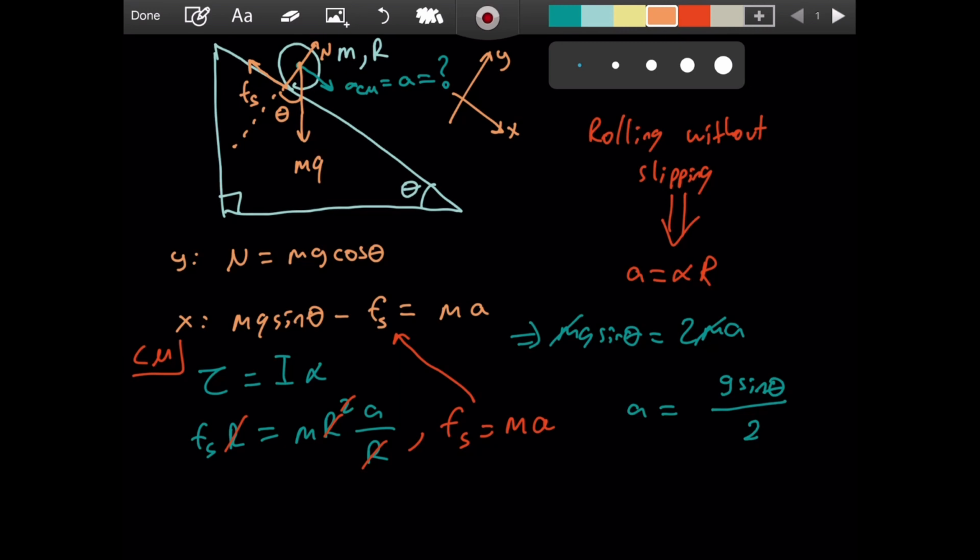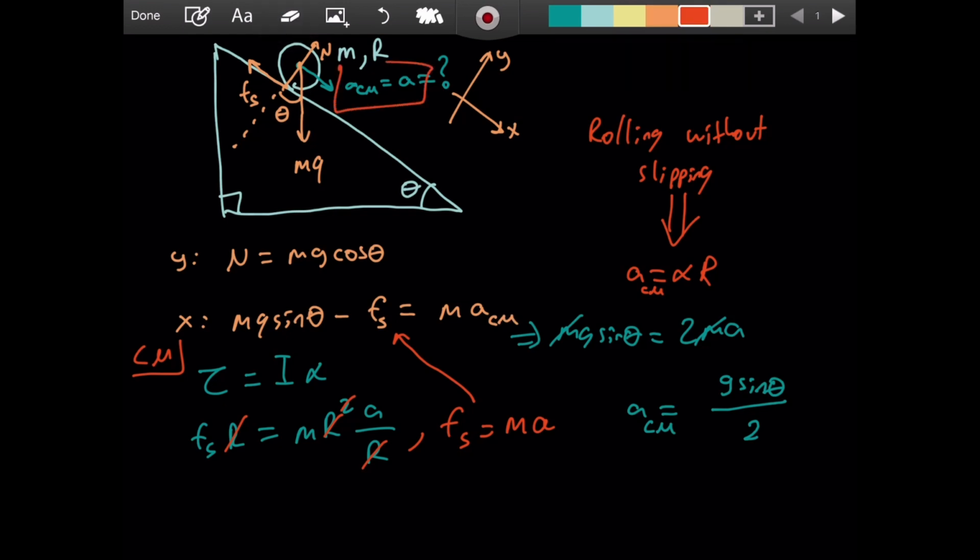This is, as I was saying, the acceleration of the center of mass, because this is center of mass, and even here, that is center of mass. But since I already mentioned it here, I hope that there isn't any confusion. But we just did it. We found the acceleration of the center of mass for a ring rolling without slipping on an incline.